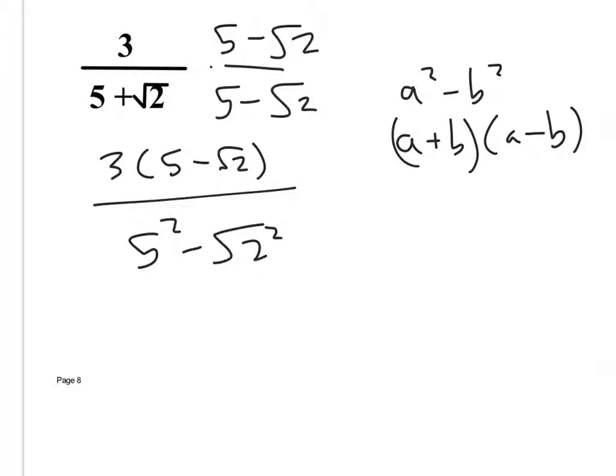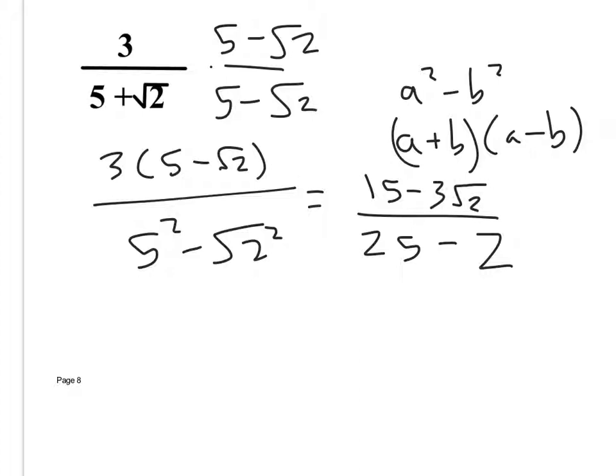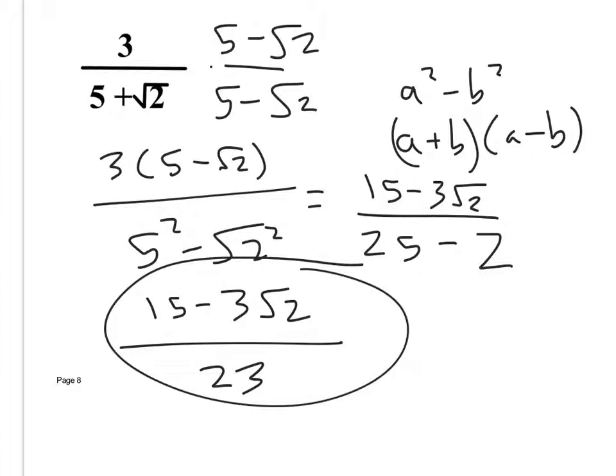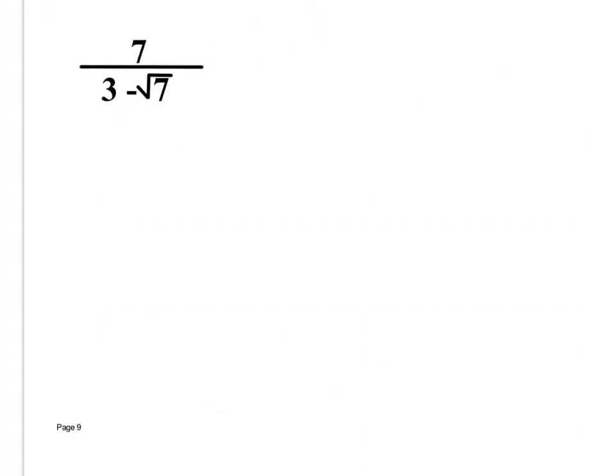Which, what's 5 squared? 25. Minus, and what's the square root of 2 squared? Okay, it's just 2. Alright? Which on top, we just simplify it out. We take 3 times 5 and get 15. We take 3 times square root of 2 and get 3 square root of 2. We simplify the bottom. So my answer is 15 minus 3 square root of 2 over 23. And that's my answer.